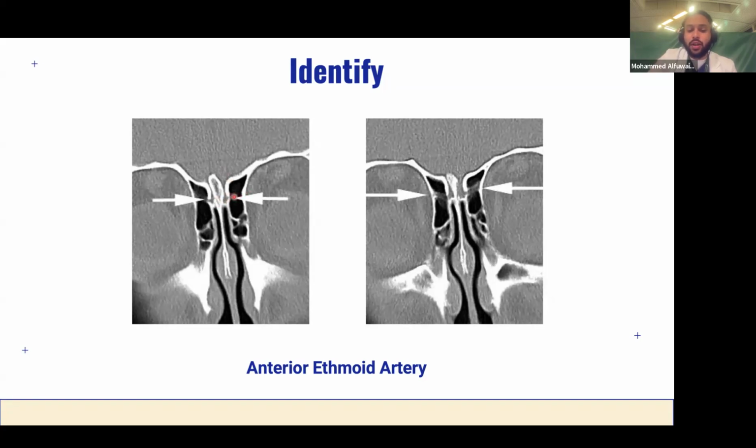If there's an artery coming out of this ethmoidal bone into the ethmoidal sinuses and going into the nasal septum, it's the anterior ethmoidal artery. Okay? Let's see if it comes. Okay? So this is the anterior ethmoidal artery. The reason I brought this is he said this is very important in your transcript.